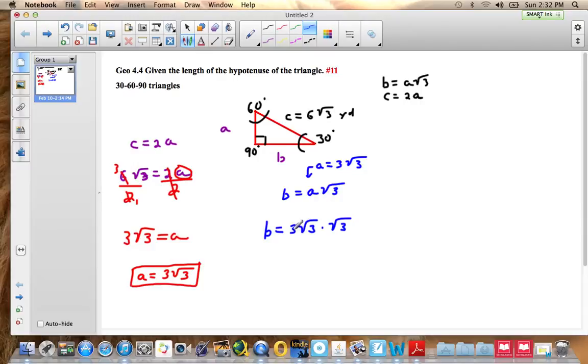Okay, so this 3 times the square root of 3 is going to be equal to my A. And then this square root of 3 right here is already listed for me in the formula. So hopefully you can see the difference in those. This whole thing here, 3 times the square root of 3, is what A is equal to, and this other square root of 3 is right here.